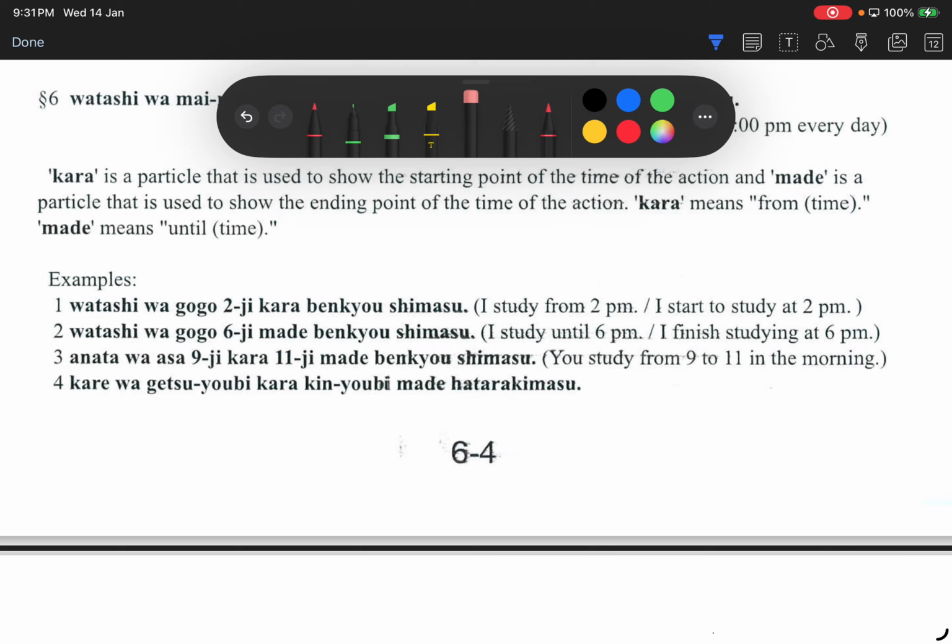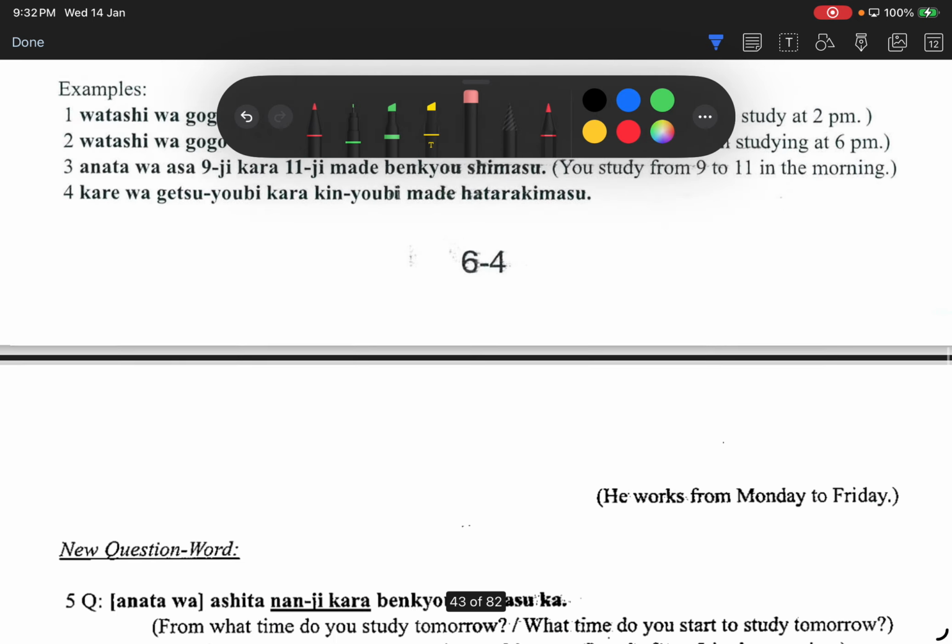So basically kara made, very easy. We can also use kara made for days of the week, months, year. So in this case, you see number 4, 月曜日から金曜日まで. So from Monday until Friday 働きます. Alright, simple.